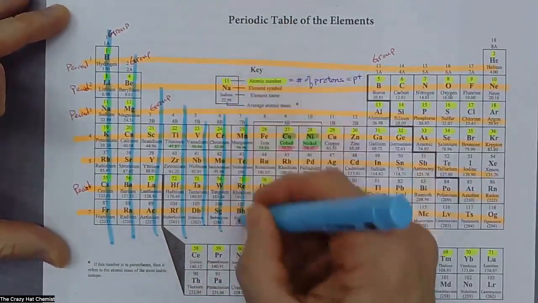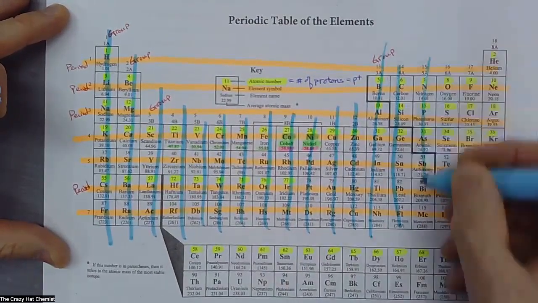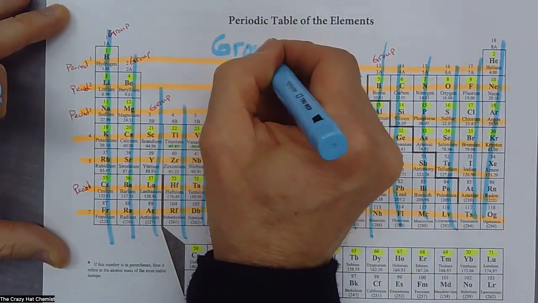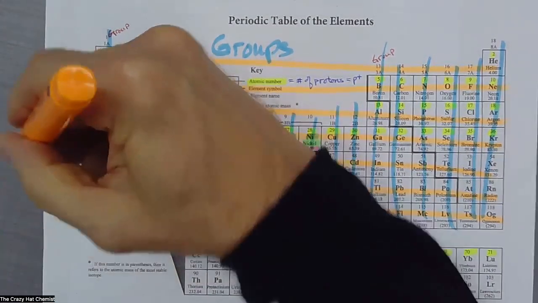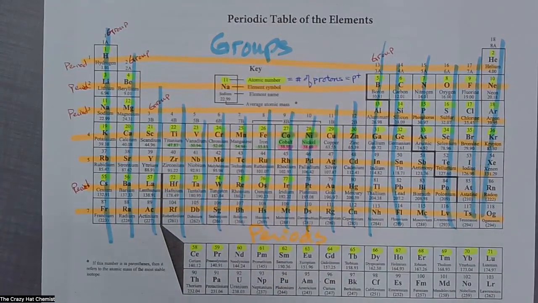There are a total of 18 groups on the periodic table. Vertical columns are groups, and periods are the horizontal sections on the periodic table.